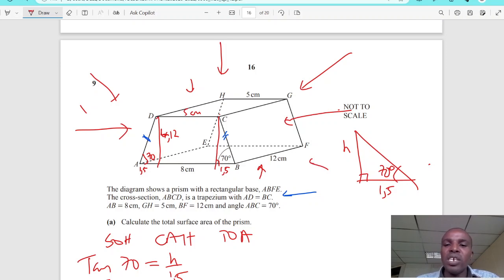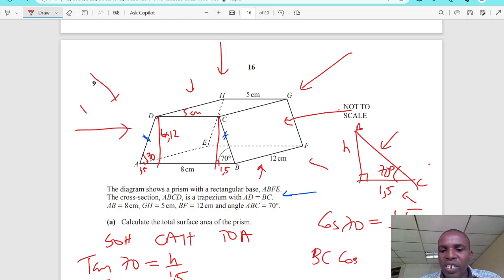We don't have BC, so using the same triangle, you can find BC. BC will be the hypotenuse and 1.5 is the adjacent. Adjacent over hypotenuse is cos, so cos 70 is 1.5 over BC. Then you cross multiply: BC cos 70 is equal to 1.5.